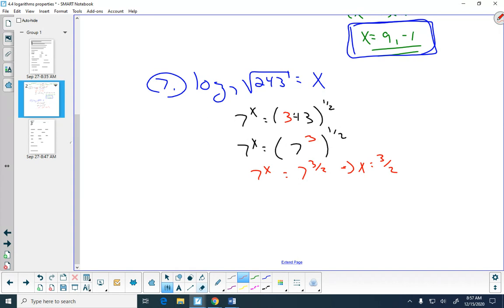On number 14. Yep. When there's nothing after the log, is it always automatically going to be 10? Yep. If there's nothing there, it's a 10. And if it's ln, that's a log base e then. Yeah, if nothing there, it's understood to be 10.